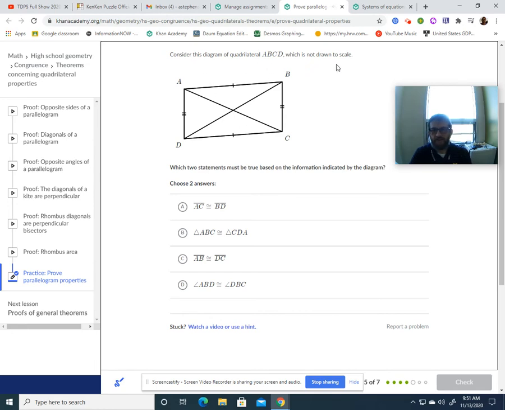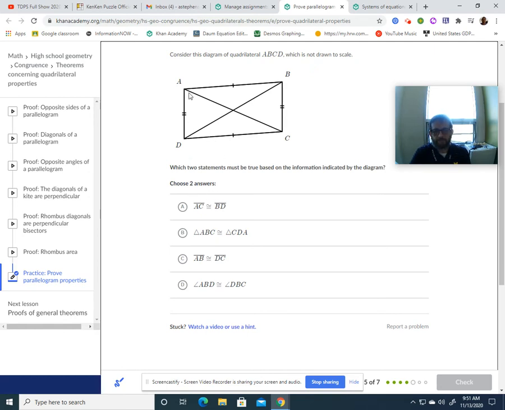All right, consider the diagram, not drawn to scale. Which of the two statements must be true based on the information provided? Well, basically, they've told us this side equals this side equals this side. So what must be true? Does AC have to equal BD, just based on what's drawn? And we have to choose two answers. Okay, so we're picking two things that must be true.